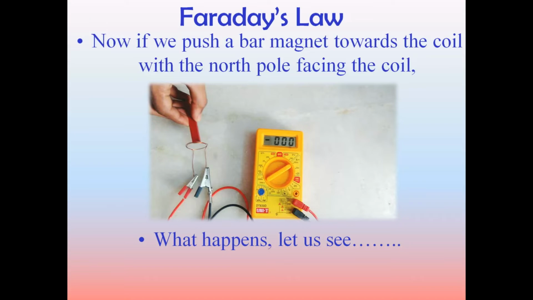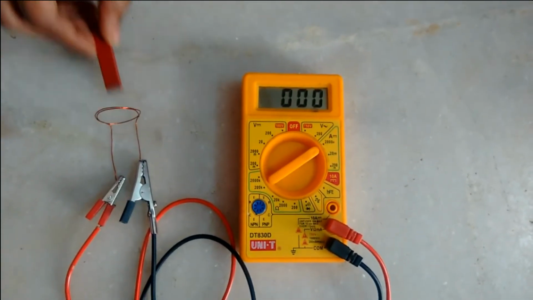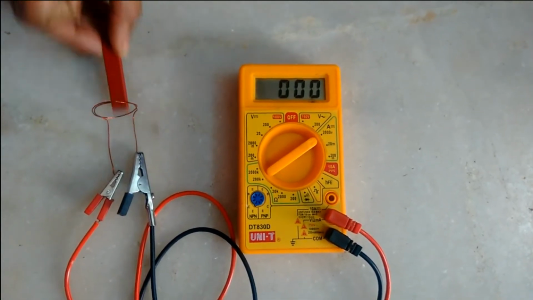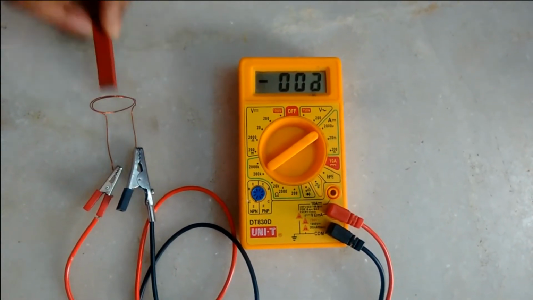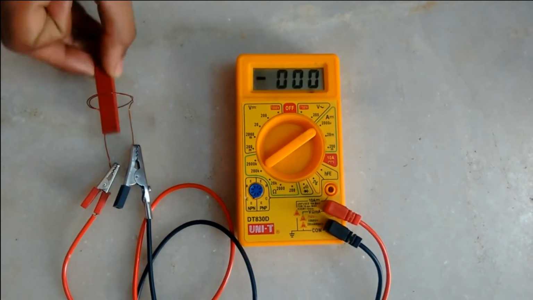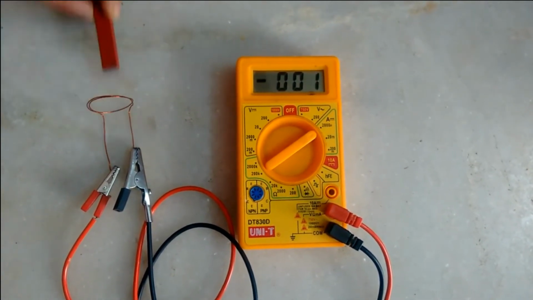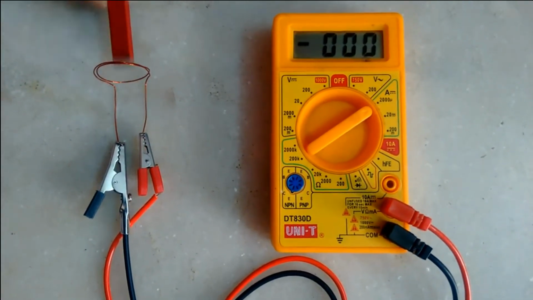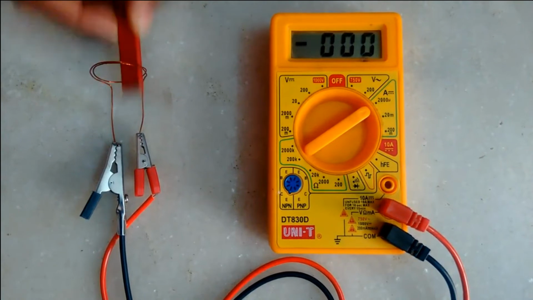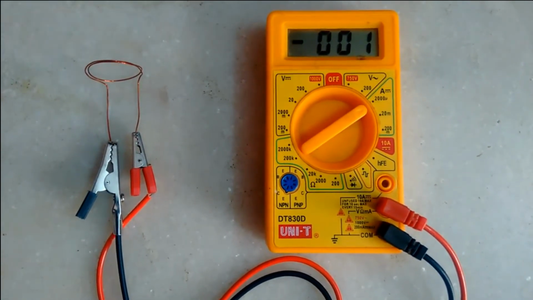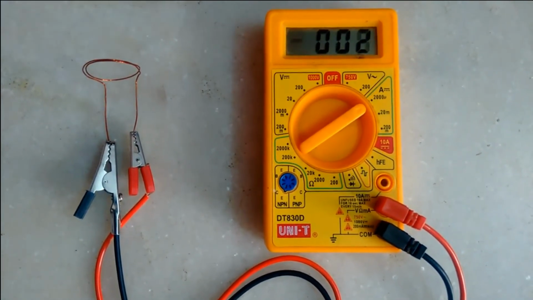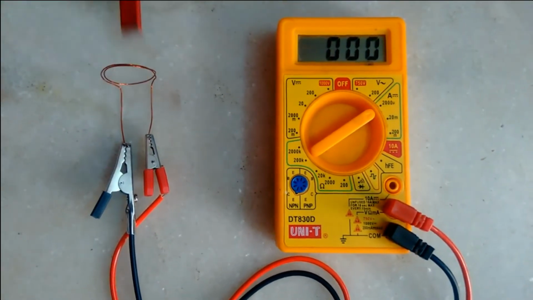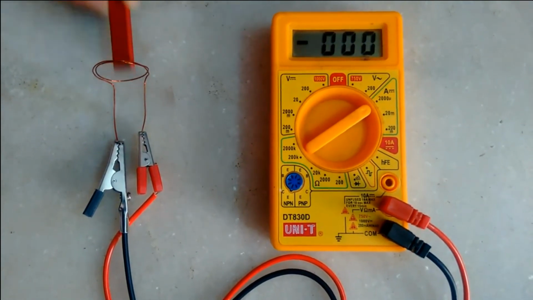Look carefully. While the magnet is moving towards the coil, the multimeter shows that a current has been set up in the coil. Look at the multimeter. Similarly, if we pull the magnet from the coil, we see a current produced in the coil, but in the opposite direction. Here we are seeing a negative symbol, that is minus, which means that a current is set up in the coil in the opposite direction.